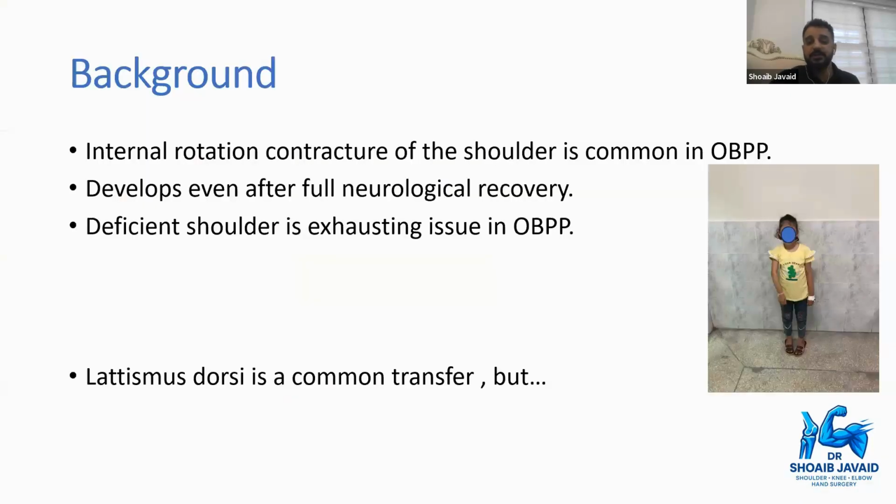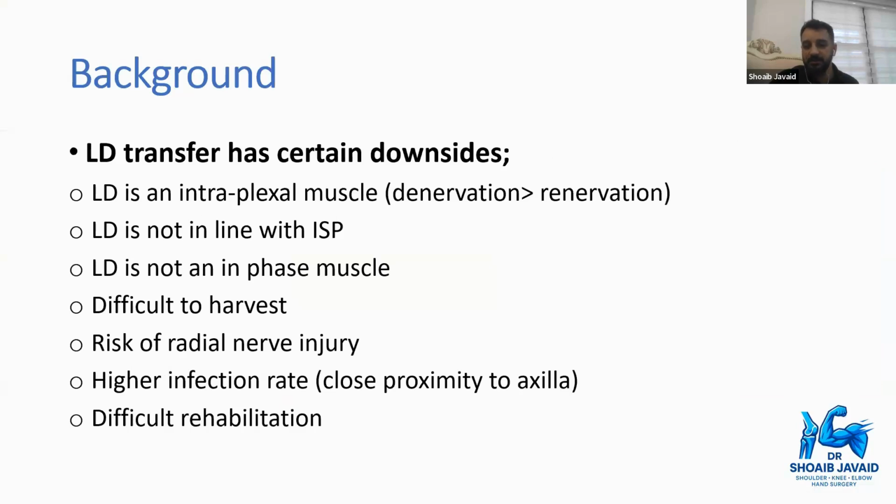So internal rotation contracture is a very common contracture in obstetrical palsy. It develops even if full neurological recovery occurs. The deficient shoulder is an exhausting issue in brachial plexus palsy. Classically, latissimus dorsi transfer has been the mainstay. It is a very good transfer. I also do it, but it has certain downsides.